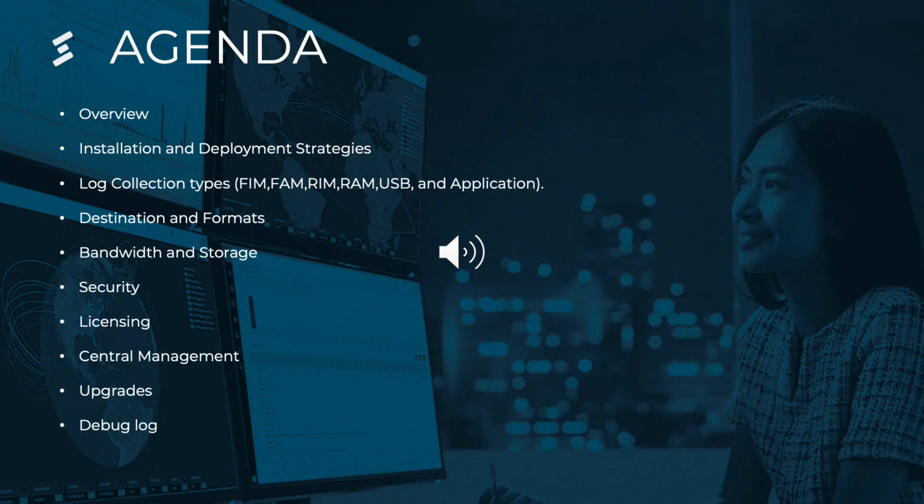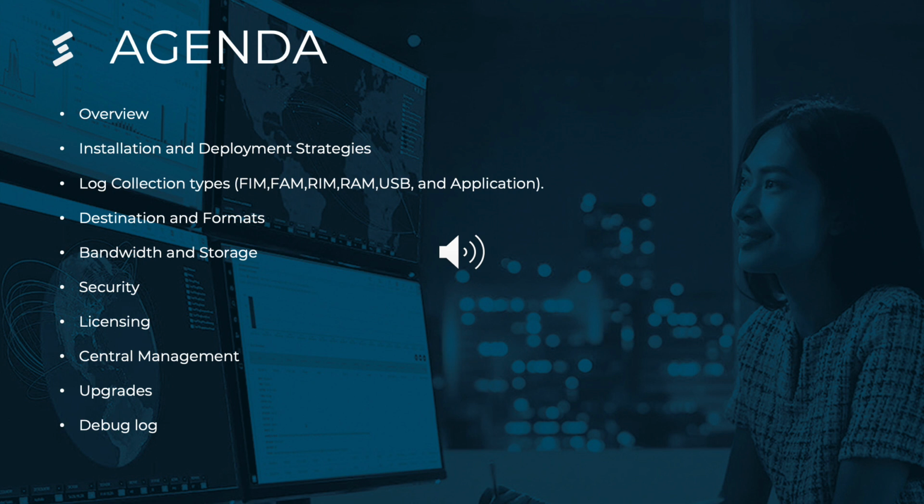Some of the things we're going to cover today is, like I said, a high level overview. We're going to go ahead and cover installation and deployment strategies, different types of log collection types, like continuous monitoring, like FIM, registry monitoring, USB, application, flat files, and all that stuff. We're going to talk about some of the formats that we support and the different destinations that we could send our logs to.